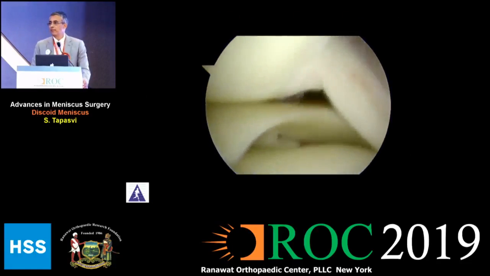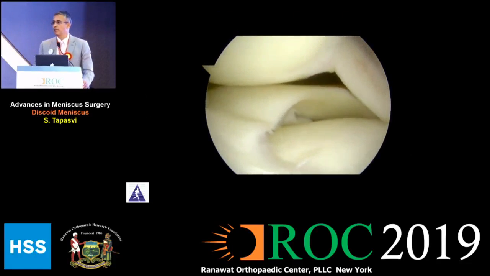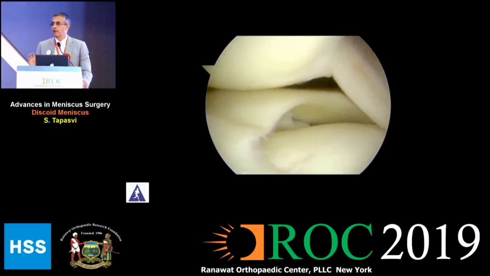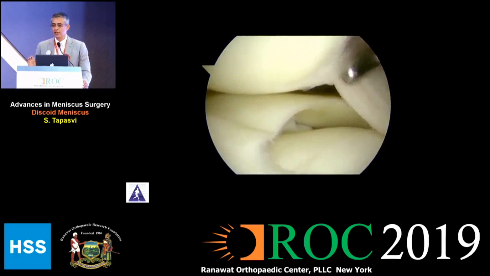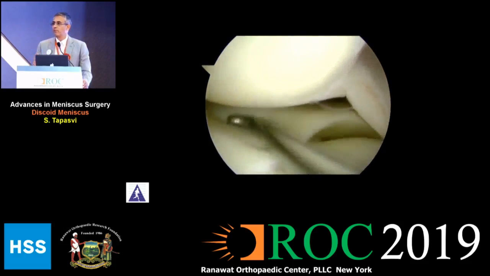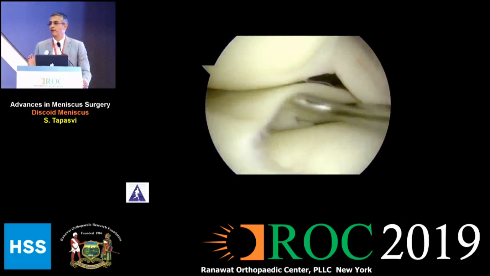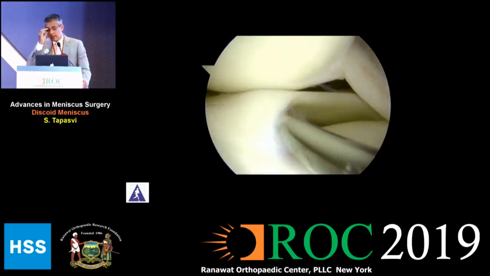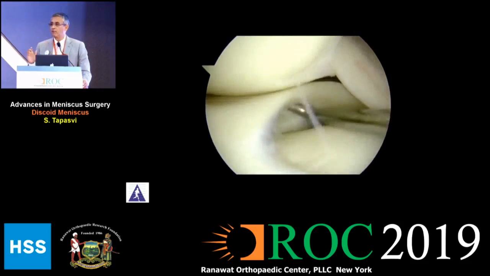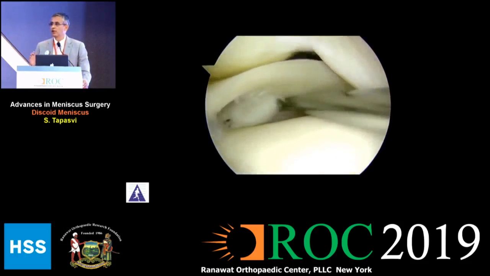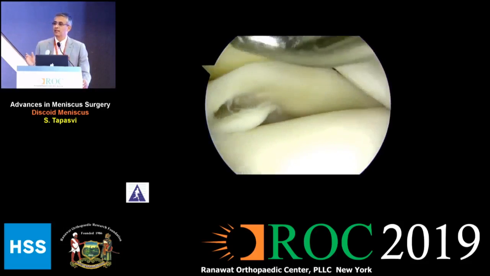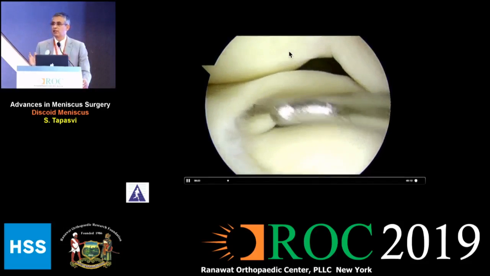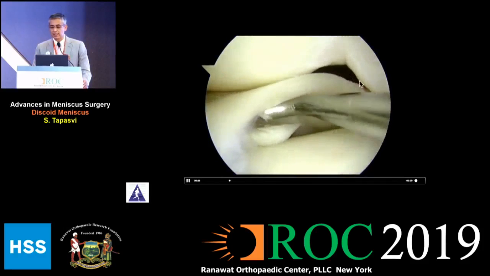So here we're looking at a type B repair. This is a Watanabe B, which is a stable type of repair in which there is a horizontal cleavage tear. The key is to try and probe this tear completely, try and find out whether it is stable or unstable. And once you figure out that there is a horizontal cleavage component that has occurred in this unstable tear, then you need to start repairing and stabilizing it.